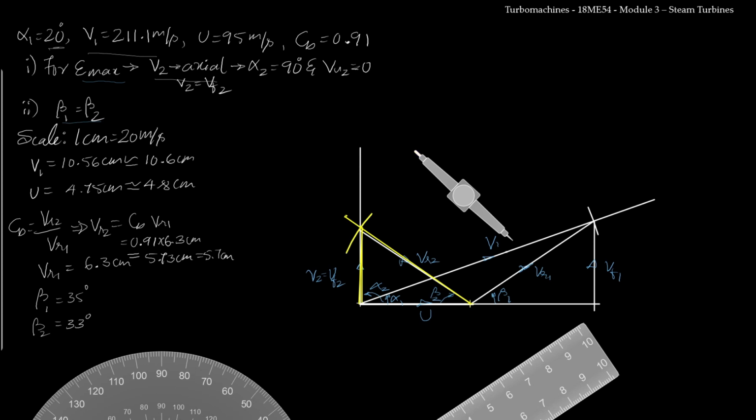I need to find out the power and axial thrust. So for that I need delta VU for both the cases and delta VF for both the cases. So let us measure those things. So before that, from here I will draw a vertical line.